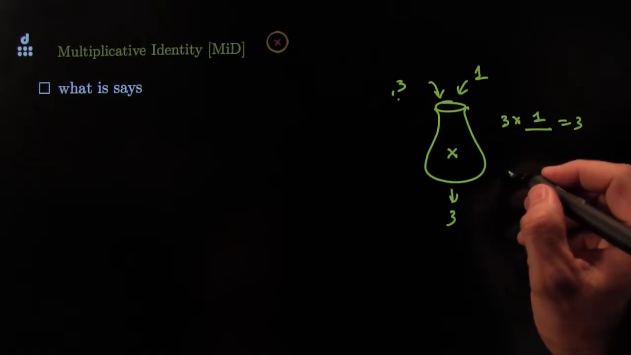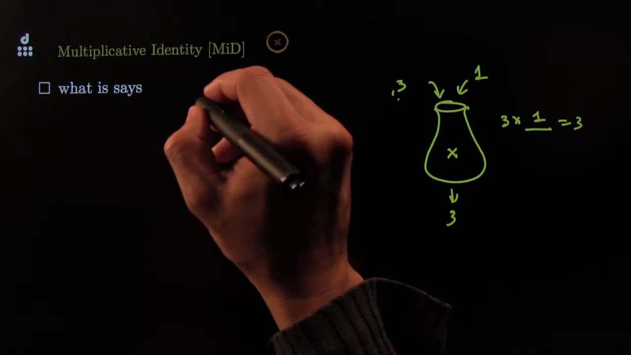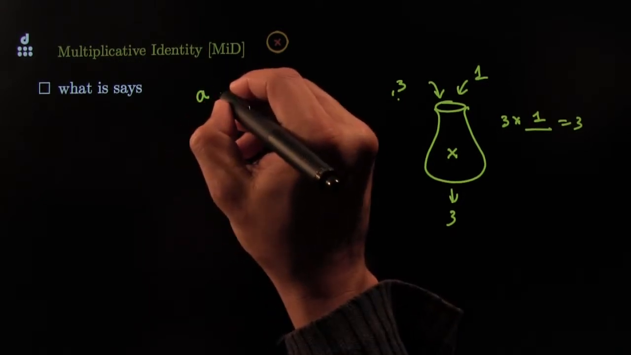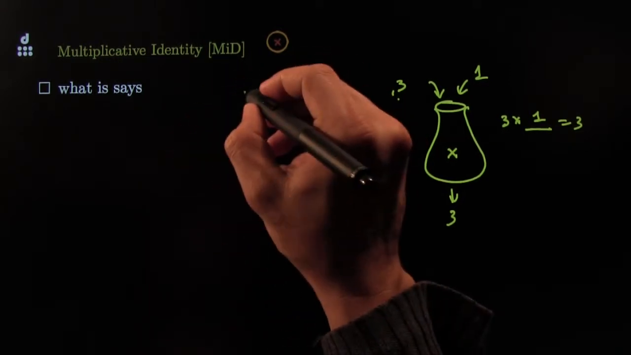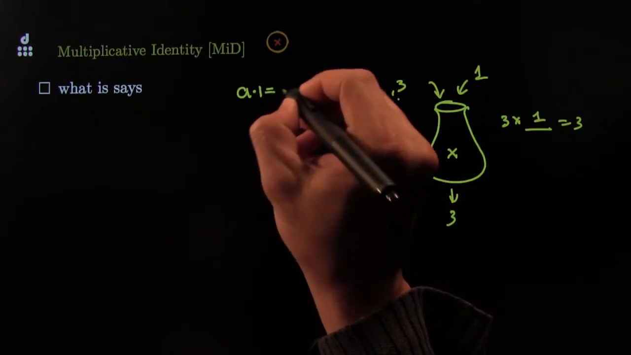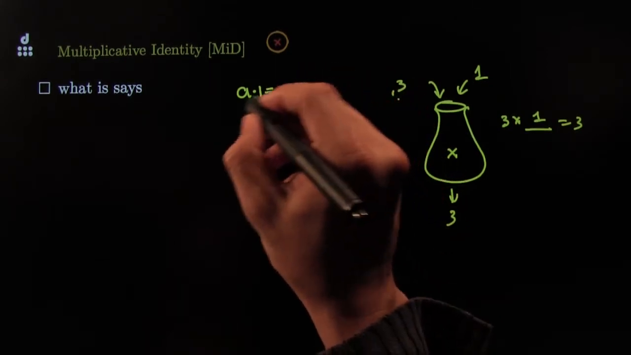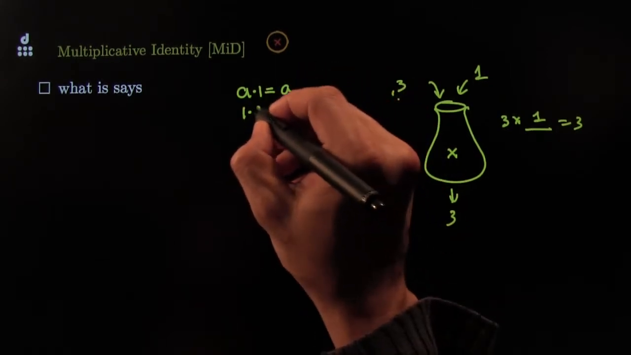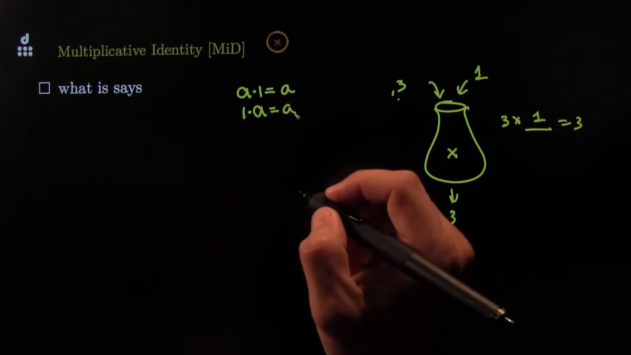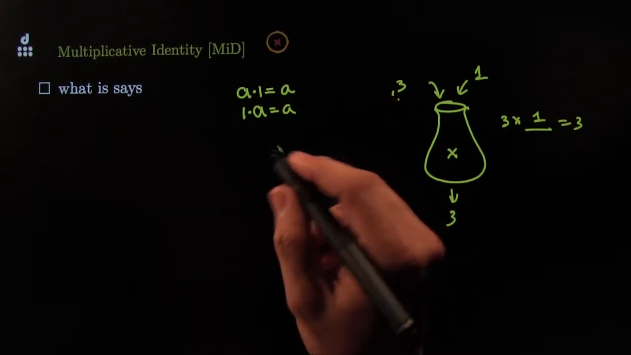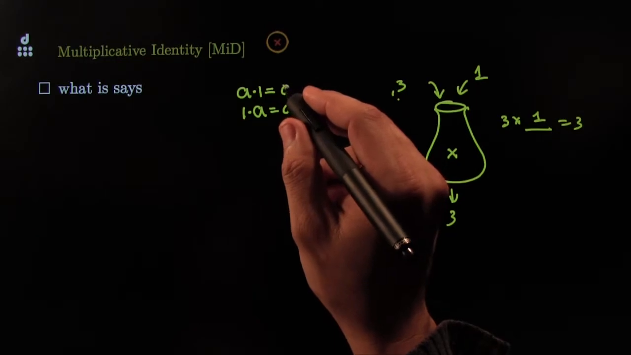So, in a fancy way, it says that any number a times 1 will still be equal to a. Or you could flip it the other way. Any 1 times any number a is still equal to a. Okay? That's what the multiplicative identity says.